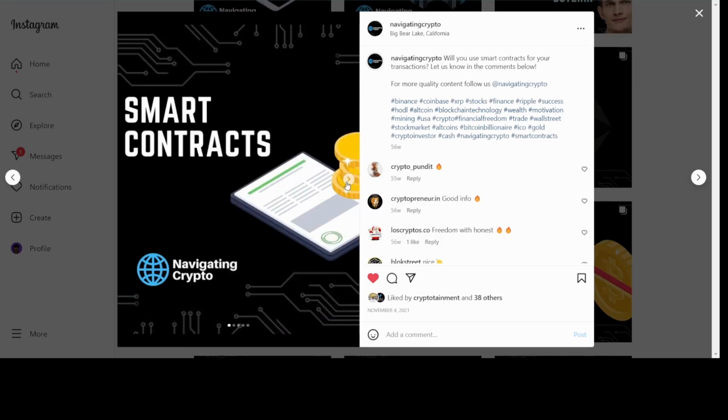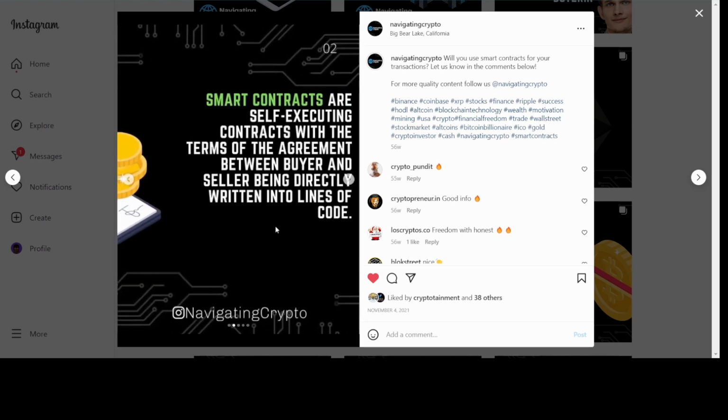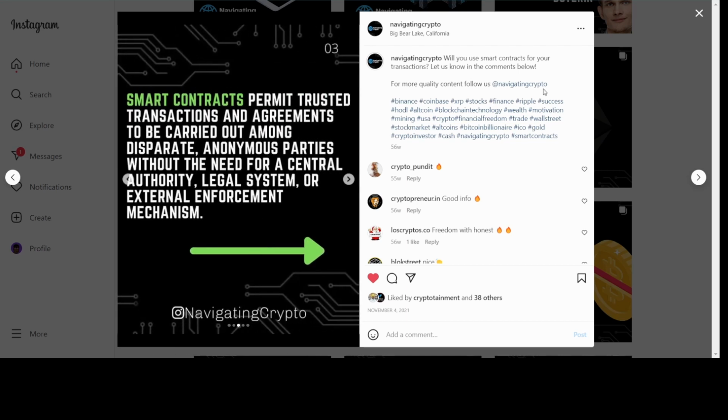So these generation 2 projects really saw a utilization of smart contracts, and smart contracts are self-executing contracts with the terms of agreement between a buyer and seller being directly written into lines of code. So smart contracts allow trusted transactions and agreements to be carried out among anonymous parties without the need for a central authority or other third-party systems. So a lot of the transactions and a lot of the applications built on Ethereum are all conducted by smart contracts, making it a more decentralized network than other traditional online applications.